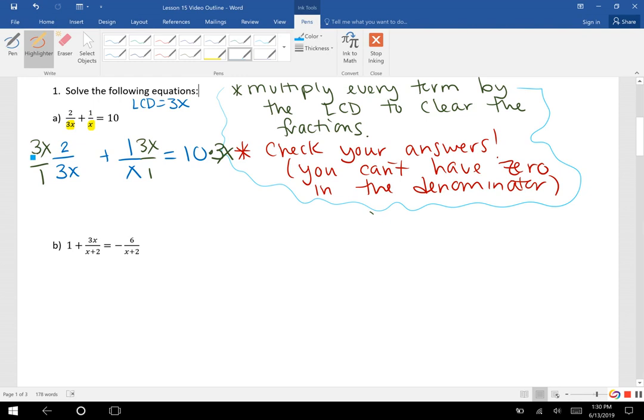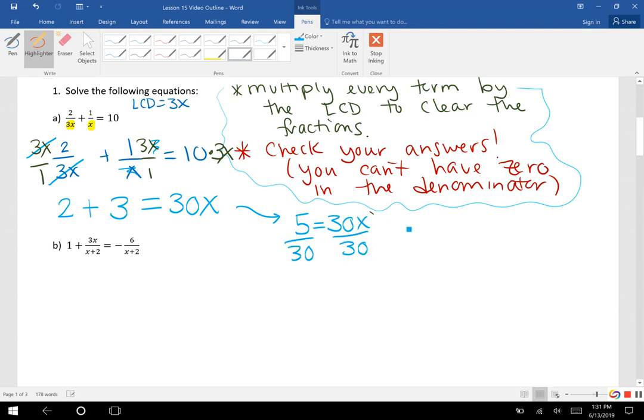So when I multiply everything by 3x, in this first term the 3x's cancel out, and I'm just left with 2. In the second term, it's the x's that cancel, and now I'm left with 3. And then 10 times 3x is 30x. And now all of a sudden I have an equation that I can solve. I know that 2 plus 3 is 5. So 5 is 30x. We can divide both sides by 30, and so we get this fraction 5 over 30, which reduces to 1/6.